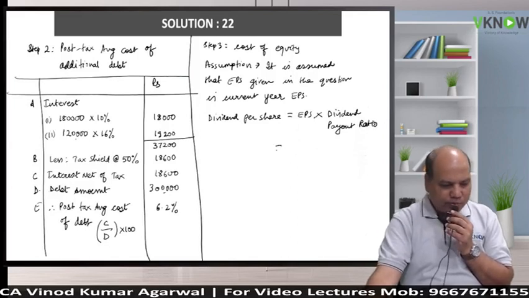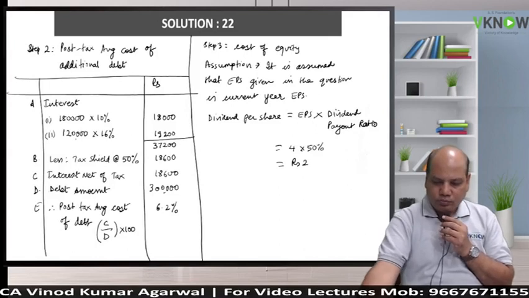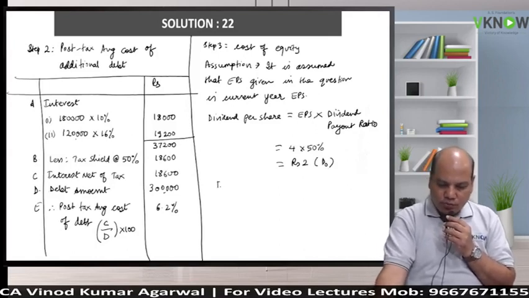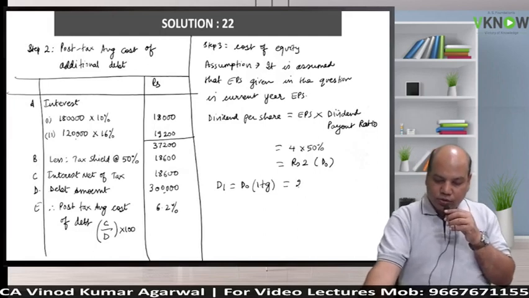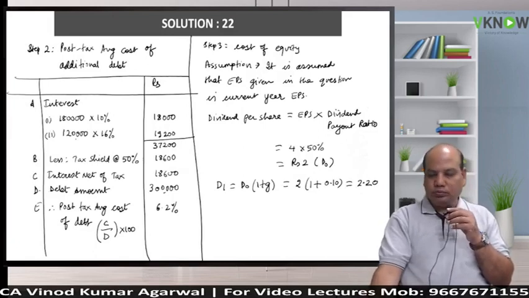How much is EPS? Dividend payout ratio is 50% of earning. So this is rupees 2, in bracket D0. So D1 will be D0 into 1 plus g. Is it right? 2 into 1 plus 0.10 is 2.20.